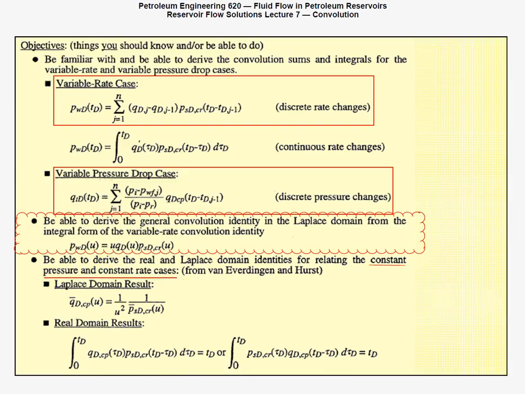So Van Everdingen and Hurst, the way they did this is they took the solution for constant pressure and the solution for constant rate, and they set them equal to each other, and this is the result they obtained. But this result can be derived directly from the convolution.